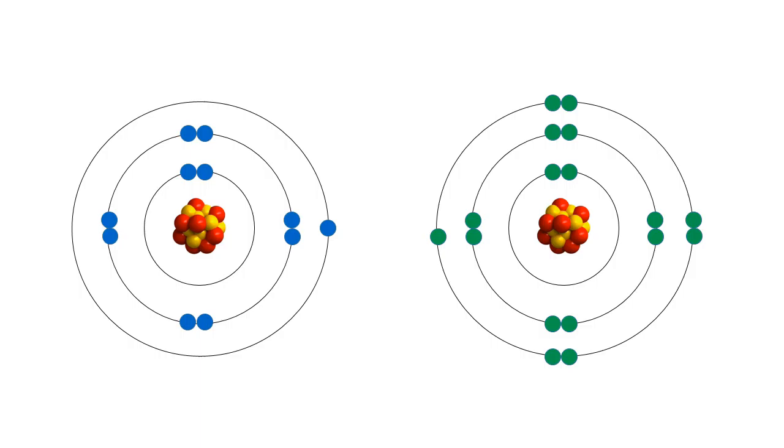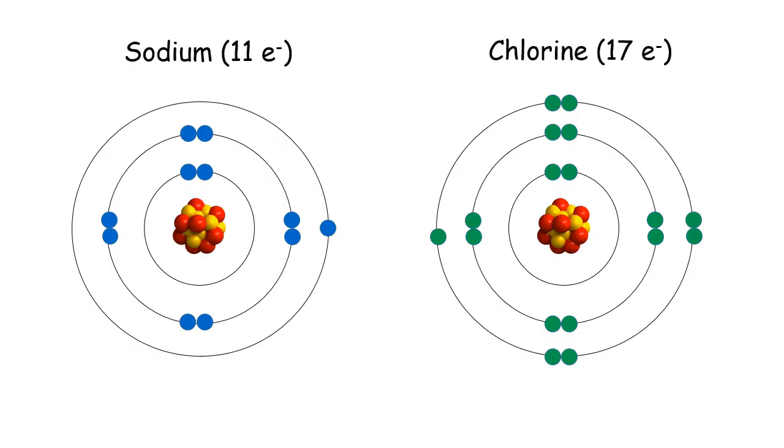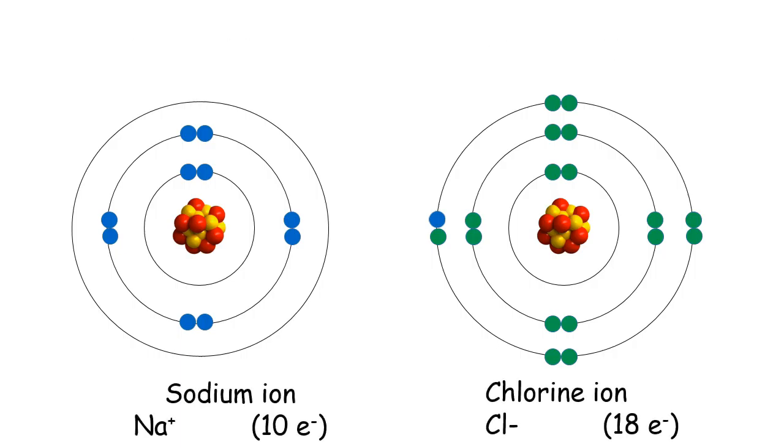Here I've got an illustration of 2 atoms. On the left is sodium with its 11 electrons, and on the right we have chlorine with its 17. Hopefully you can see that sodium just has 1 electron in the outer shell, whereas chlorine would like that electron to make its outer shell have 8 electrons. So the 1 stray electron from sodium will be pulled along and join the outer shell of chlorine.